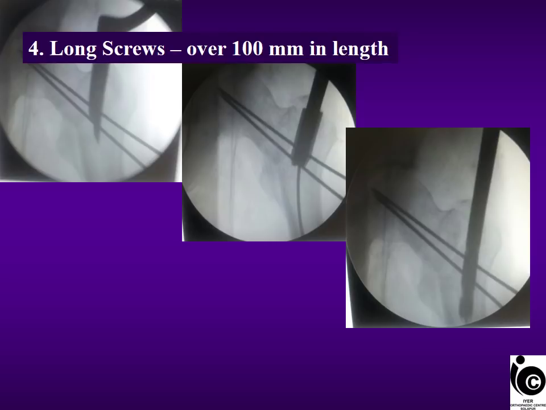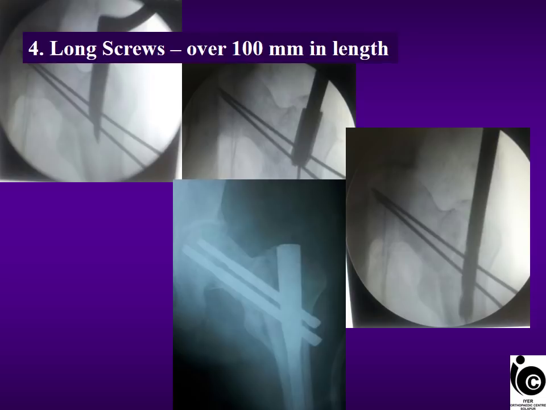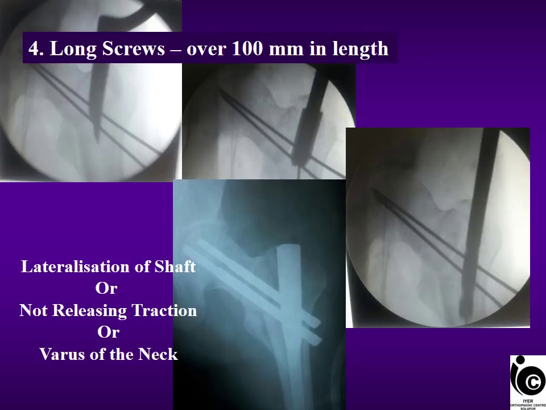If you have to use a screw which is longer than 100 millimeter, especially in people less than 6 feet tall, that indicates there is something wrong. Our Indian necks don't require screws more than 100 millimeter long. Here is an example. That normally indicates that you have caused lateralization of the shaft without reaming for the nail.